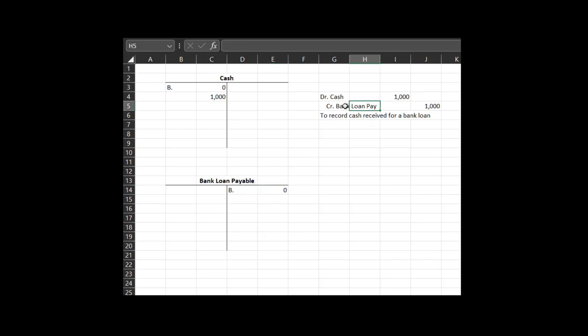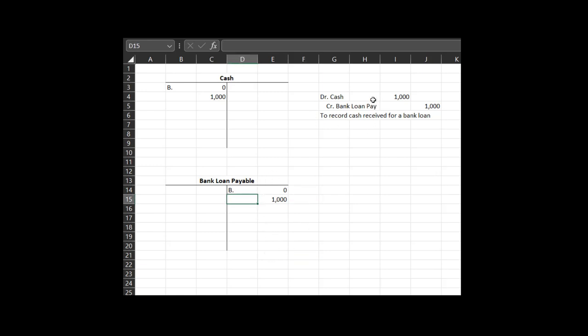Okay, so now I'm going to post the bank loan payable to our T account, and that is going to be right here because it's a credit. We increased our bank loan, so we credited it, and it gets posted to the credit side, the right side of the T account.